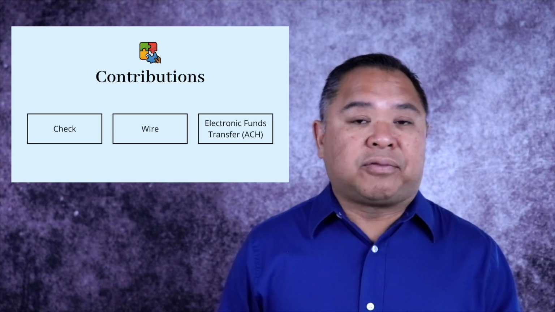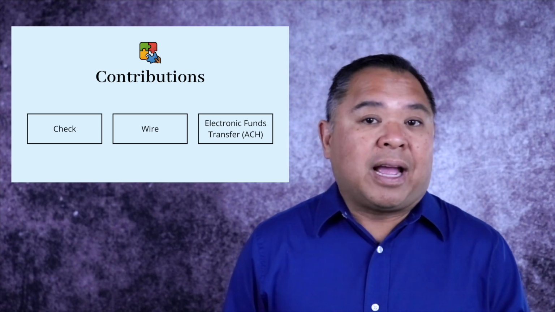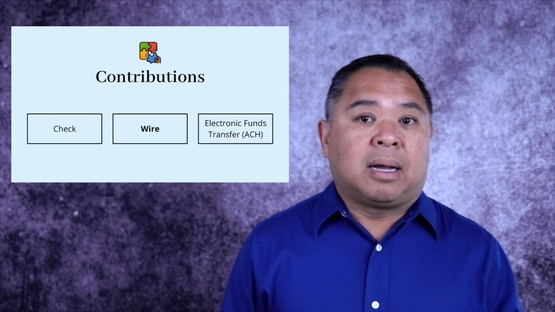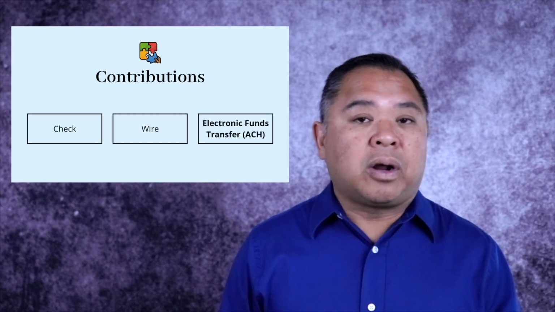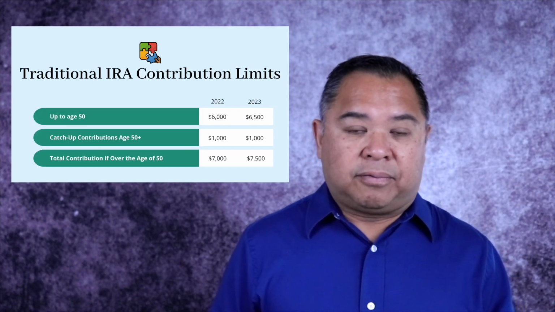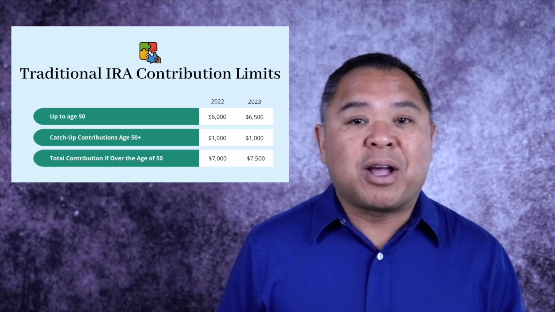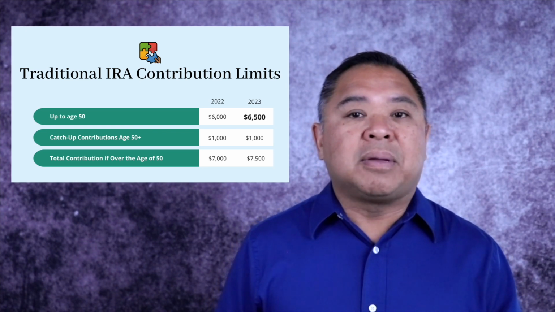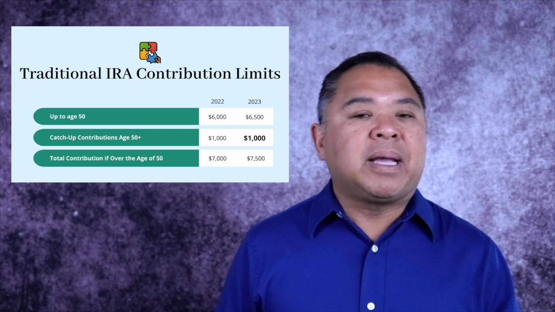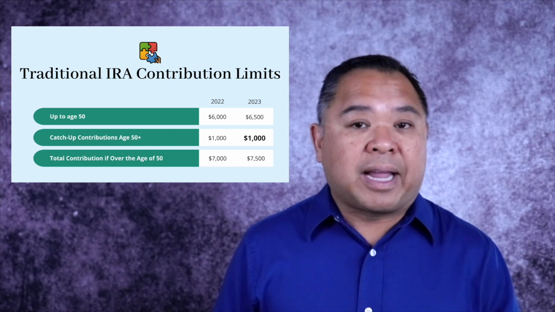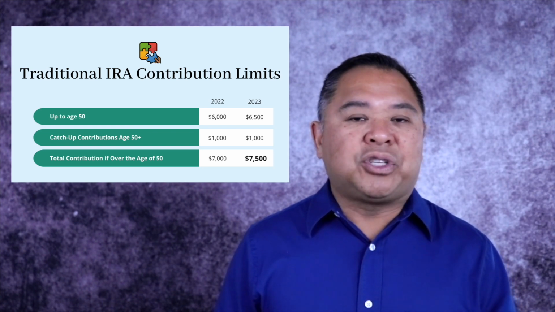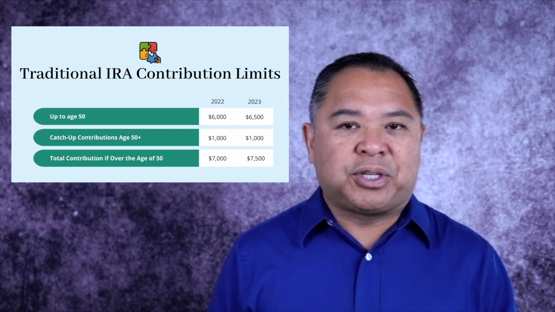Now, another way to fund your self-directed IRA is by making your yearly or annual contributions. Contributions can be made via check, wire transfer, or an electronic funds transfer. Make sure to review the current limits set forth by the IRS. For tax year 2023, the maximum contribution, if you have enough earned income, is $6,500. And if you're age 50 and older, you can make an additional $1,000 contribution called a catch-up, which makes your limit up to $7,500. Make sure again that you have enough earned income to support that contribution.